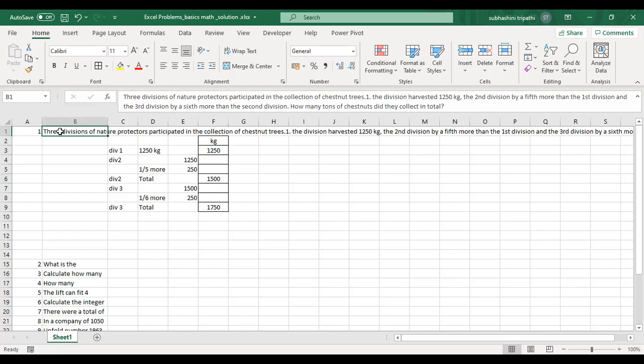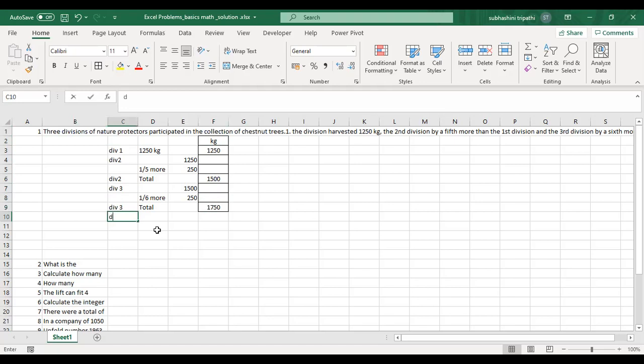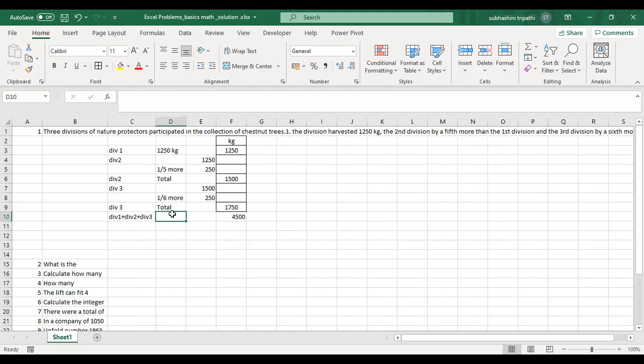Now, how many tons of chestnut did they collect in total? So what are we to do? Division 1 plus division 2 plus division 3, right? So we want all their totals. If I write the total of all of this, it is going to be equal to this plus this plus this. So this is the total final amount of chestnut collected by all three of them.